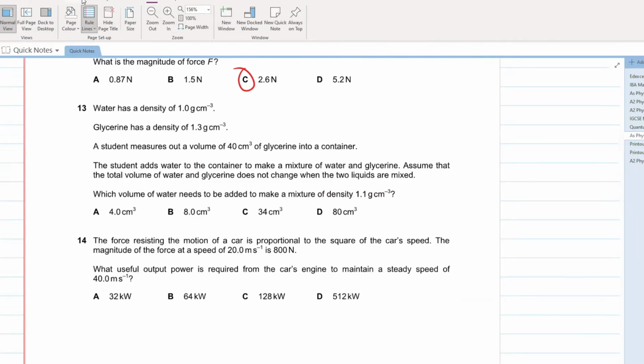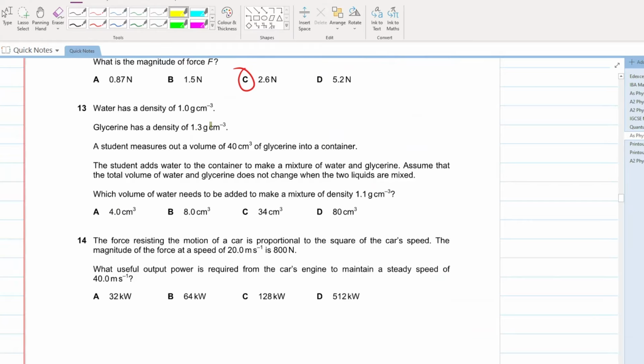Water has a density of 1 gram per centimeter cube. Glycerine has a density of 1.3 grams per centimeter cube. A student measures out a volume of 40 cm cube of glycerine into a container. Perfect. So let's highlight glycerine key quantities in yellow and let's highlight the water key quantities in blue. The student adds water to the container to make a mixture of water and glycerine. Perfect. Assume that the total volume of water and glycerine does not change when the two liquids are mixed. Which volume of water needs to be added to make a mixture of density 1.1?